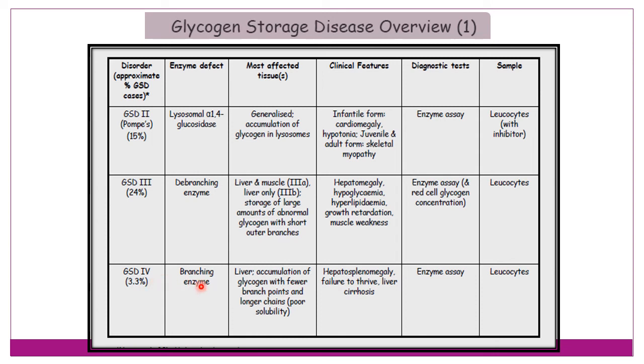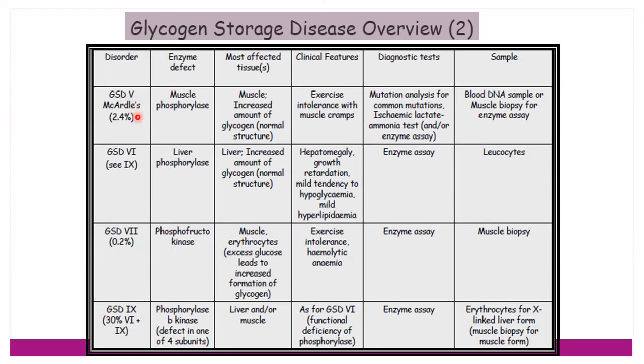and glycogen storage disease 4, where the branching enzyme is deficient and the liver accumulates glycogen with fewer branches. In both of these, the liver is enlarged, and cirrhosis and hyperlipidemia are there, with all the symptoms of von Gierke's disease. Then glycogen storage disease 5 is McArdle's disease, where muscle phosphorylase is absent. In the 6th one, liver phosphorylase is absent, that is Hers disease. Glycogen is deposited in muscles in one and in the liver in the other.